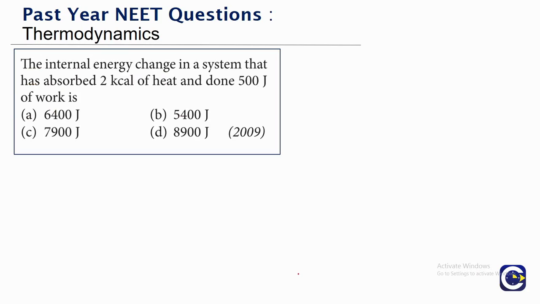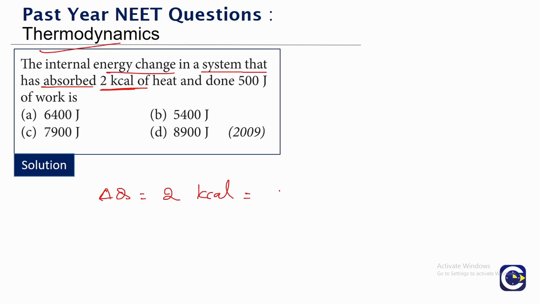Next we have a straightforward question based on the first law of thermodynamics. The internal energy change in a system that has absorbed 2 kilocalories of heat. How much? The delta Q is what? 2 kilocalories means 2 into 10 power 3 calories, and done 500 joules of work. So W will be equal to what? 500 joules.